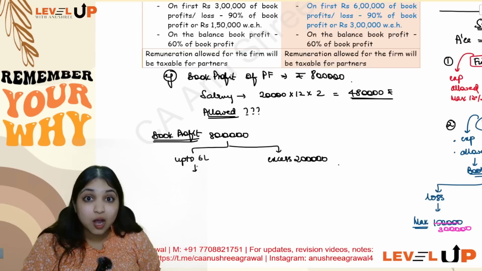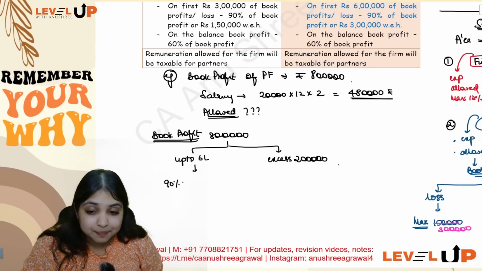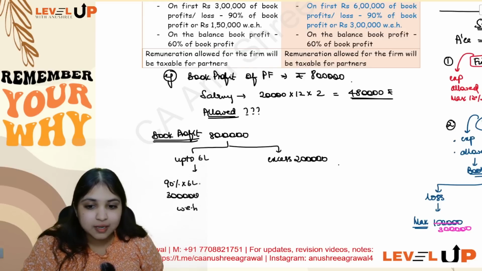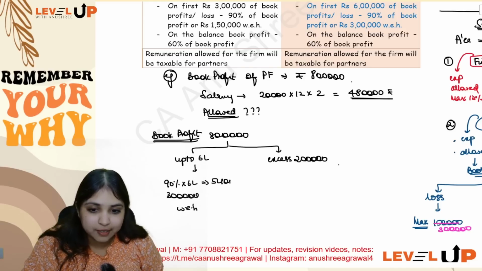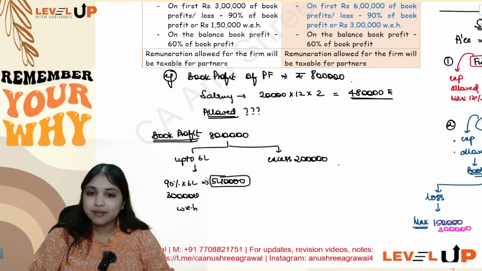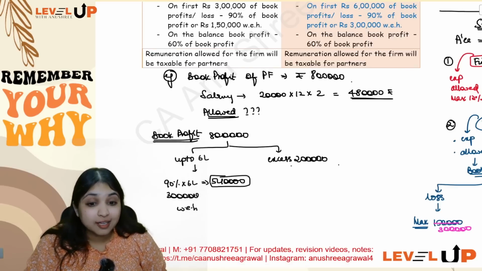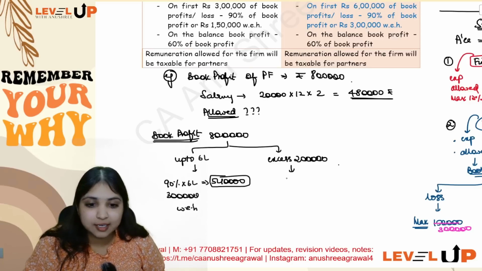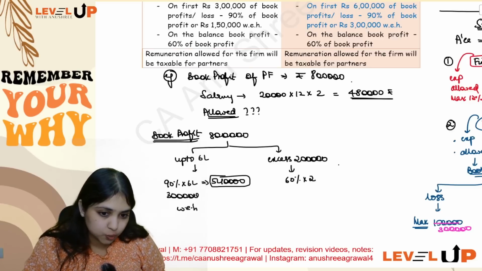On this 6 lakhs, how will you calculate? 90% of this 6 lakhs or 3 lakhs, whichever is higher. 90% of 6 lakh will be 5,40,000 or 3 lakhs, whichever is higher. Clearly 5,40,000 is higher. On the excess 2 lakhs, how will you calculate? 60% of this 2 lakhs. So 60% of 2 lakh is going to be 1,20,000.